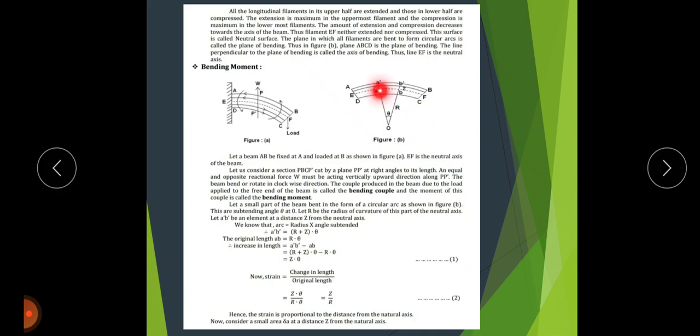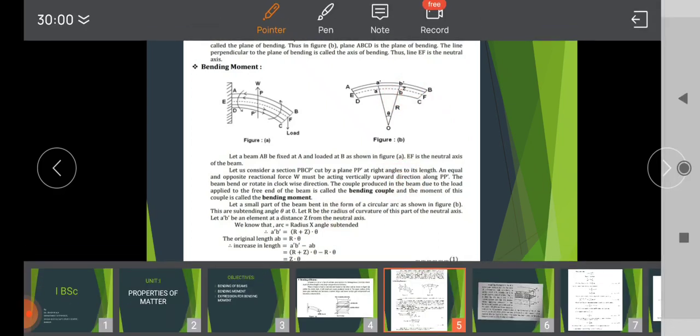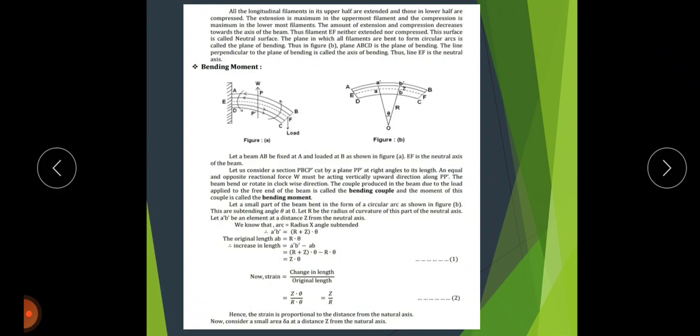Let A dash and B dash be an element at a distance z from the neutral axis. Here this is the neutral axis EF. The distance from the neutral axis, that is B to B dash or A to A dash, is taken as z.